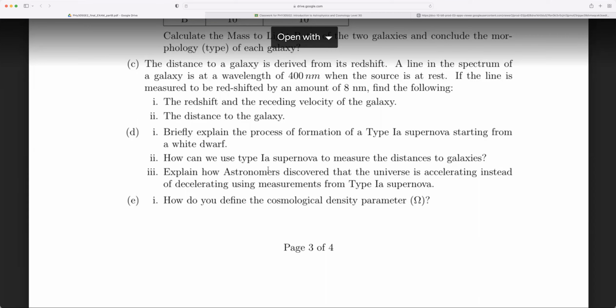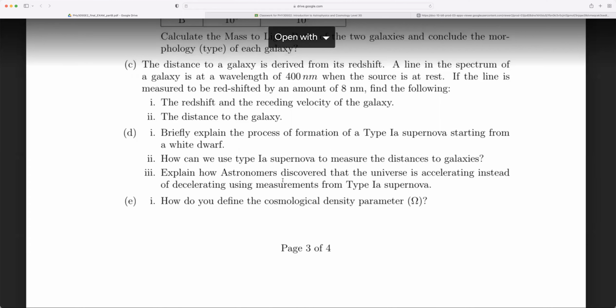And the next question is, how can we use type 1a supernova to measure the distances to galaxies? I'm not trying to explain it here, but I have explained it many times for you. Just go back and look at the notes about the type 1a supernova. I have shown you how type 1a supernova is used to measure the distances, right? So that is another story. And then this type 1a again comes in this last lecture.